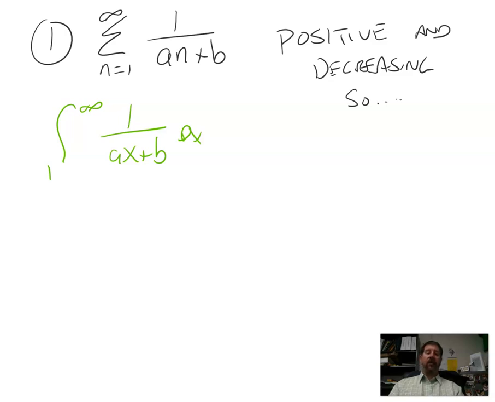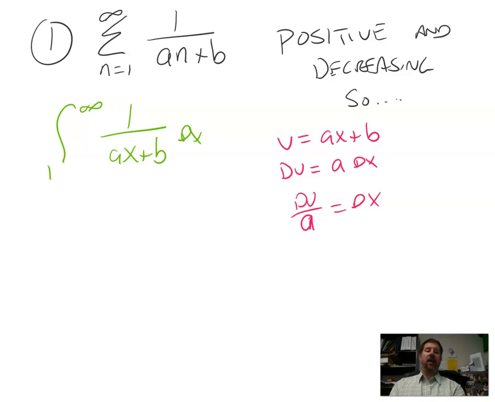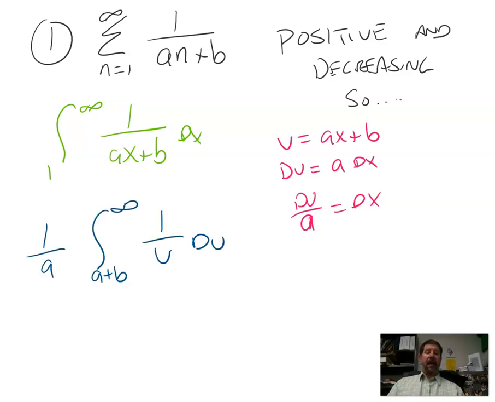Now I want to integrate this, and to do that, we are going to use u substitution. If I make u equal ax plus b, then du is a dx, or du over a is equal to dx. Then I can rewrite my integral as 1 over a times the integral from a plus b to infinity. Remember, when you do u sub, you need to change your limits in terms of u. So I plugged in 1 for my x to find the limit in terms of u. When I plug in infinity, infinity times a plus b is still just going to infinity. So the integral from a plus b to infinity of 1 over u du.